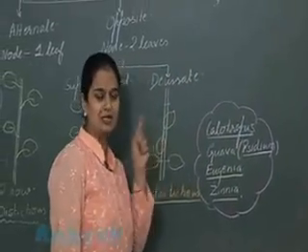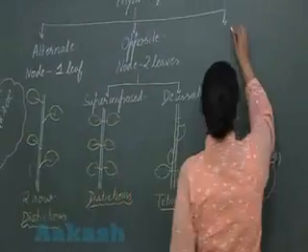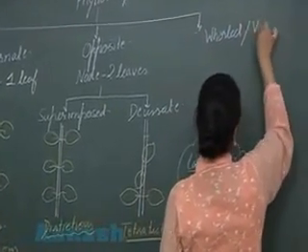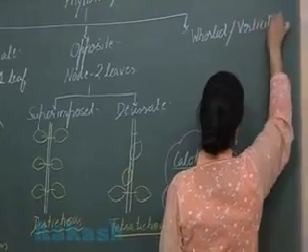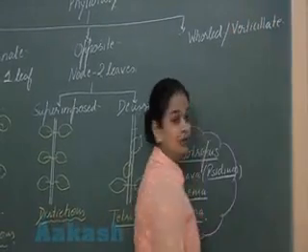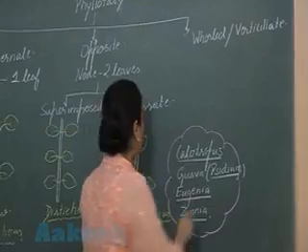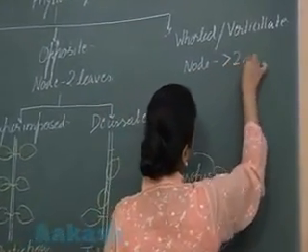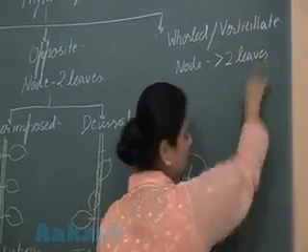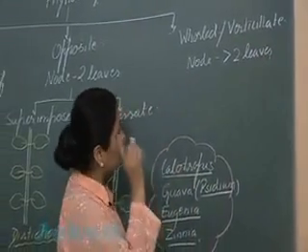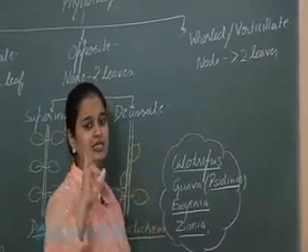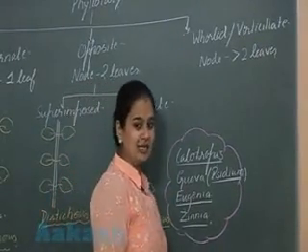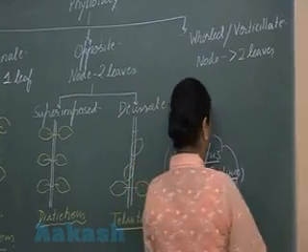Now coming to the last type of arrangement, that is whorled phyllotaxy, also known as verticillate type. In whorled phyllotaxy, at each node there is a presence of more than 2 leaves. At each node, more than 2 leaves are present. As the name suggests, these leaves are present in the form of whorls. So more than 2 leaves are present and they are in the form of whorls.